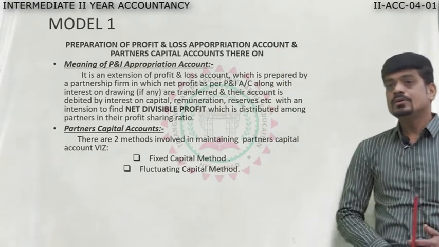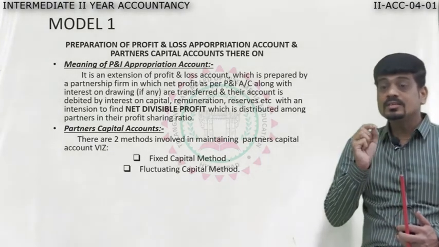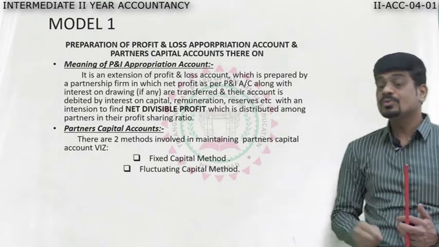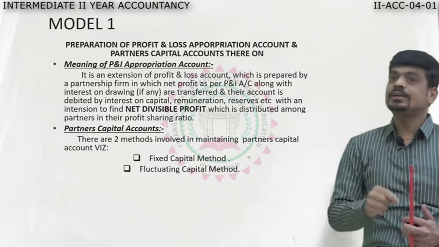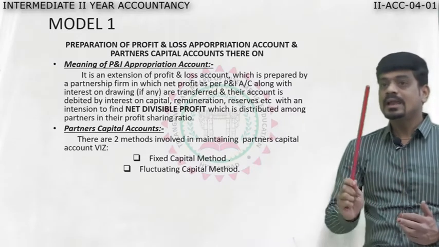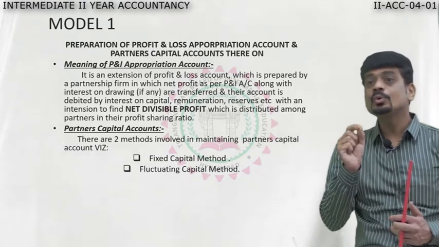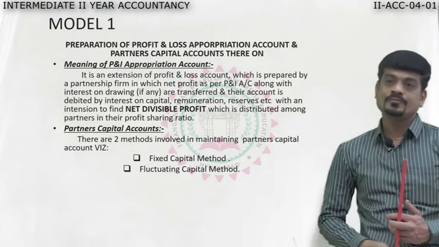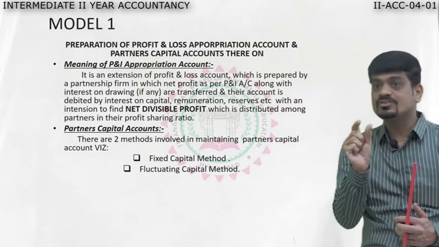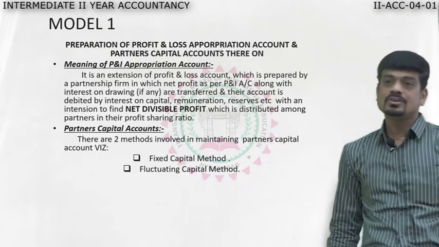Dear students, please keep in mind, profit and loss account is the nominal account which is prepared to find the net profit. Whereas, in case of partnership, we give an extension to the profit and loss account, and that extension of profit and loss account, which is given to find out the divisible profit, is called profit and loss appropriation account.